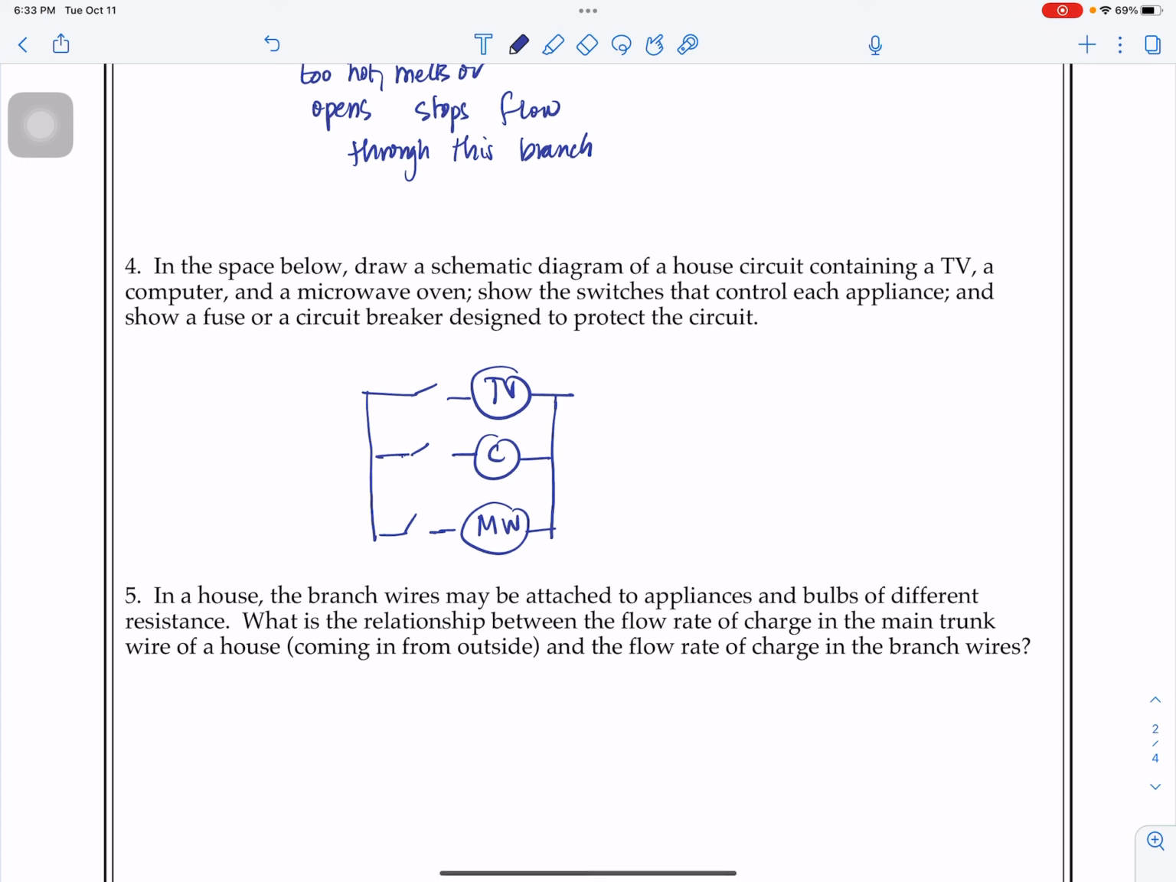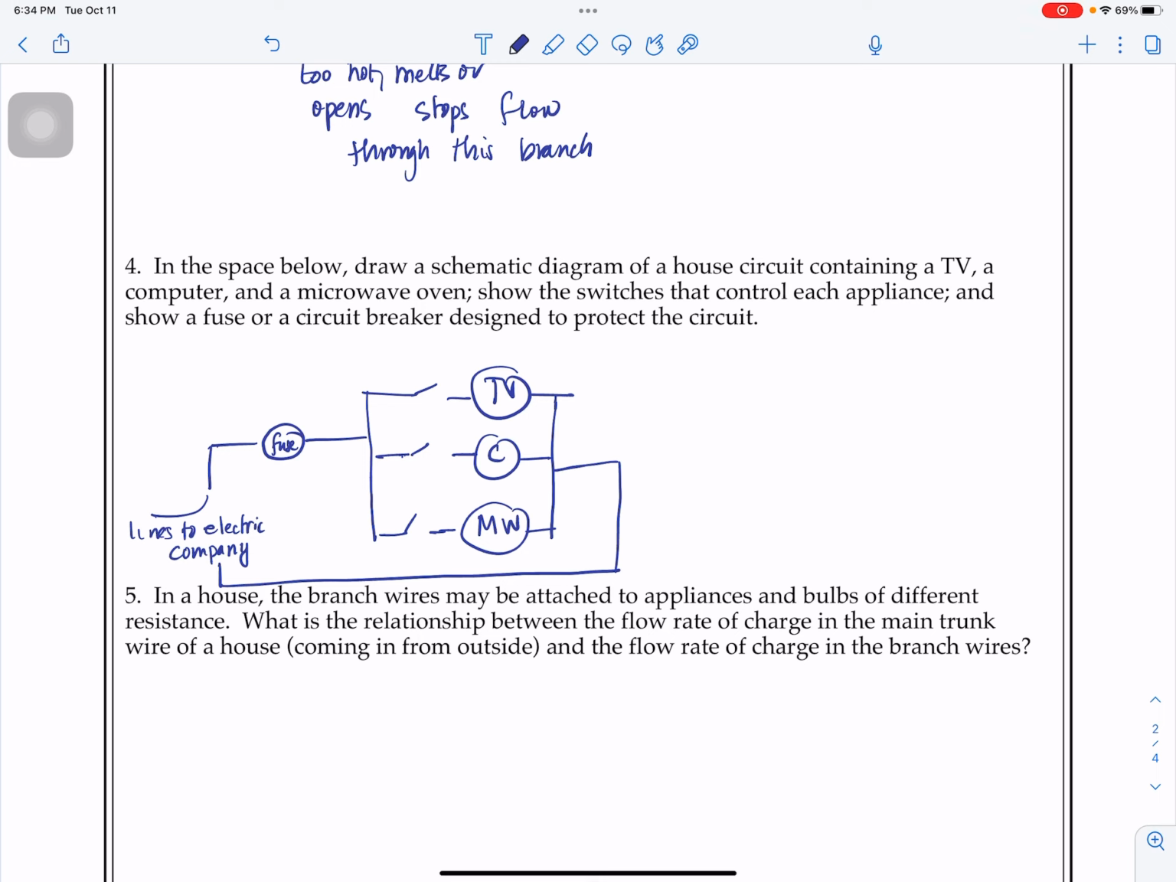Parallel. And then they are in series with a fuse. And then I have, I'm going to just say, lines to electric company, where I would normally put my battery. And then this will go over here and be on the other side of my devices in parallel. So that's how I would draw it.